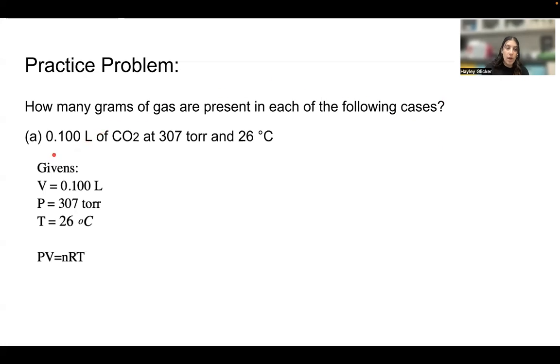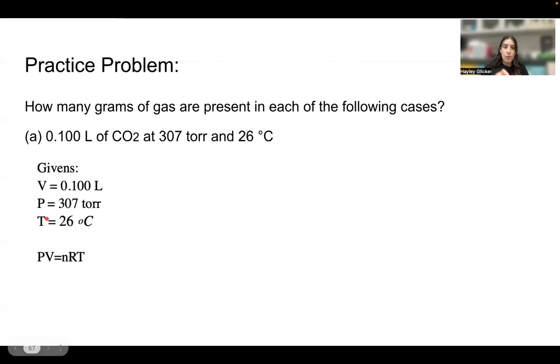I have 0.10 liters of CO2 at 307 torr and 26 degrees Celsius. This is a pretty straight up problem. I'm just giving you everything right away. But what I would recommend doing is writing out your givens. We have our volume, we have our pressure, and we have our temperature.